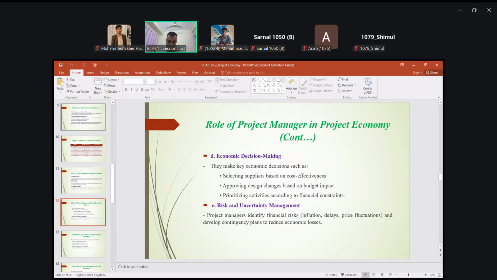Then risk and uncertainty management. Project managers identify financial risk, like I told you a few minutes ago, inflation, delays, price fluctuations, and develop contingency plans, like emergency plans, to reduce economic losses. So they can easily handle the financial risk in terms of inflation, delay, or price fluctuations, and accordingly develop contingency plans to reduce economic losses.